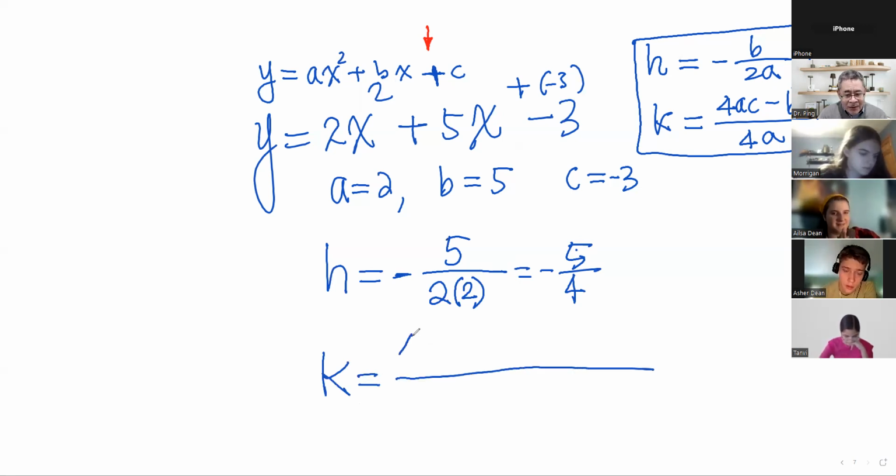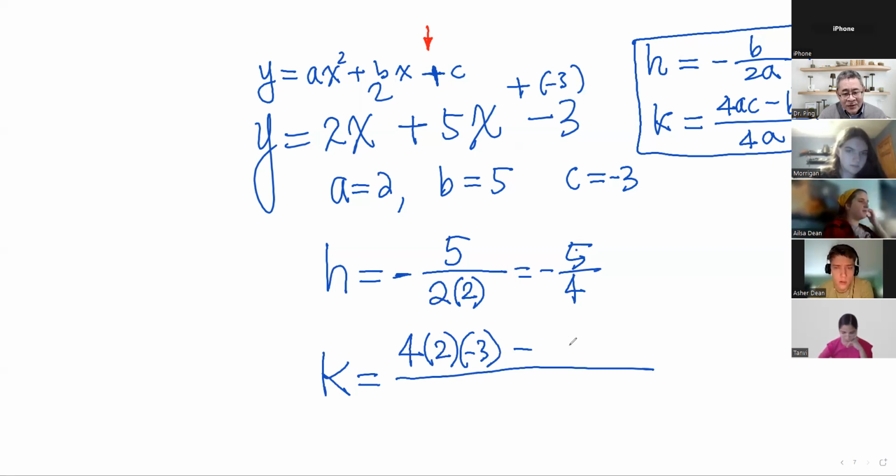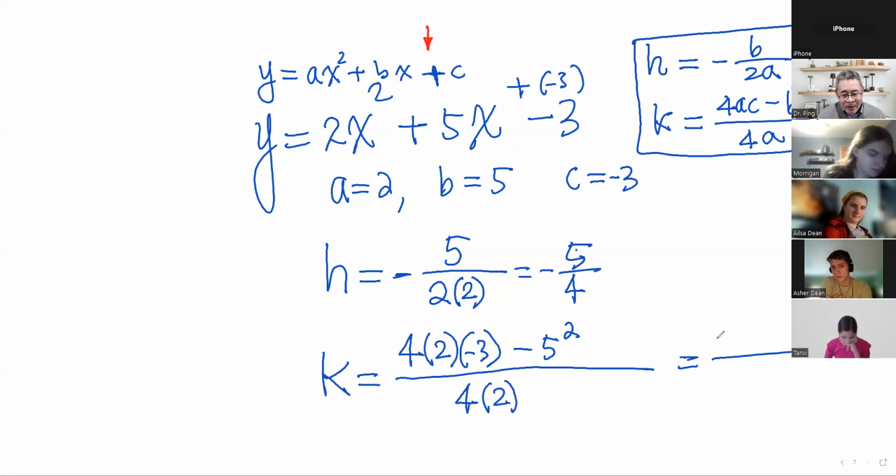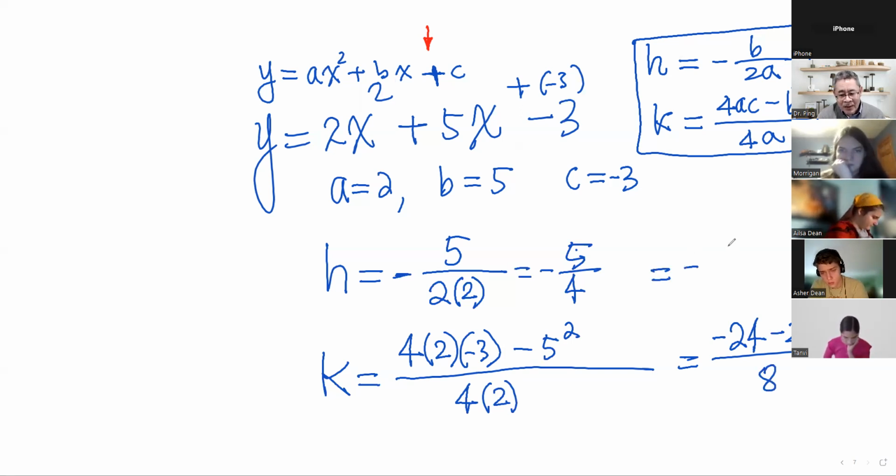K is 4AC, 4 here. Our A is 2. Our C is -3. Then minus B squared. B is 5 squared. On the bottom, 4 times 2. So what do we have? -3. That'd be 2 times 4, that'd be 8 times -3. That'd be negative 24 minus 25 over 8. So that gave us negative 49 over 8. Yep.